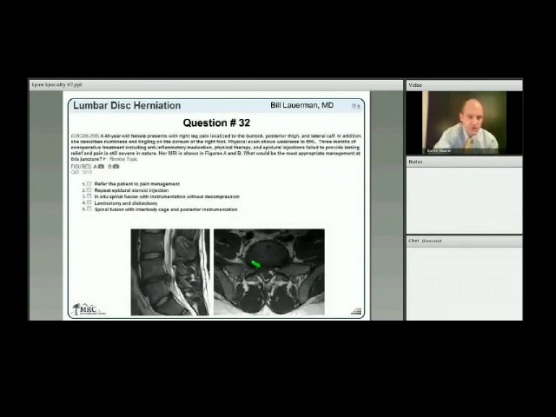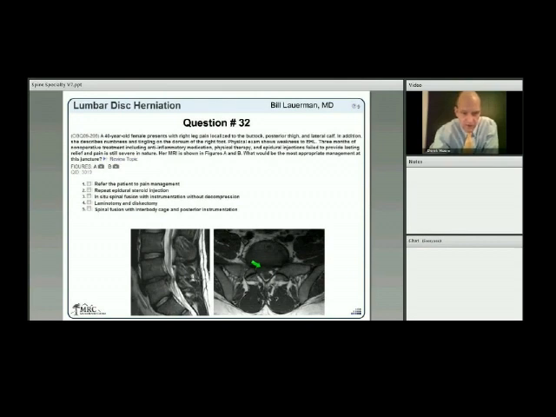Going to the next question, you have a 40-year-old female who presents with right leg pain localized to the buttock, posterior thigh, and lateral calf. In addition, she describes numbness and tingling in the dorsum of the foot. Physical exam shows weakness to EHL. 3 months of non-operative treatment, including anti-inflammatory medications, physical therapy, and epidural injections, failed to provide lasting relief, and her pain is still severe in nature. Her MRI is shown in figure A and B. What would be the most appropriate treatment at this time?